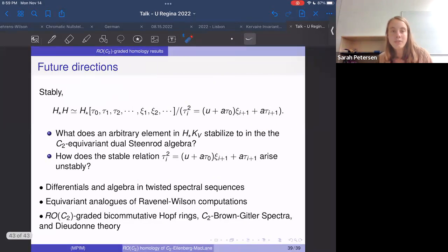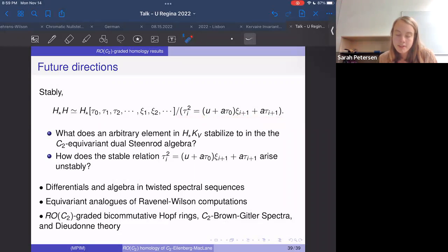So some future directions for this sort of computation in particular include that stably the dual Steenrod algebra has a relation.